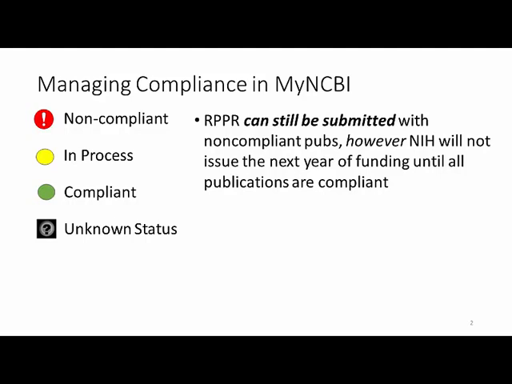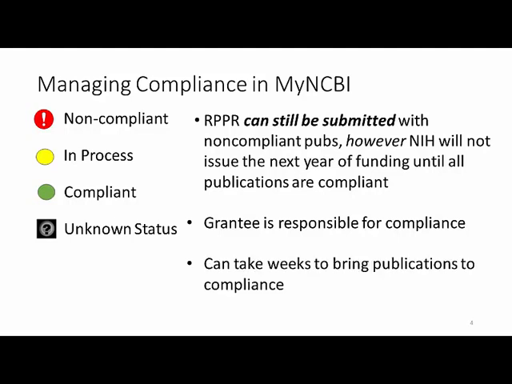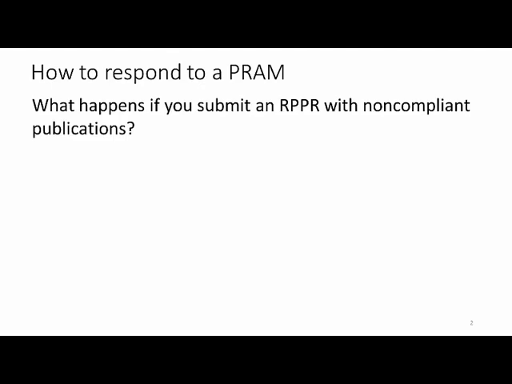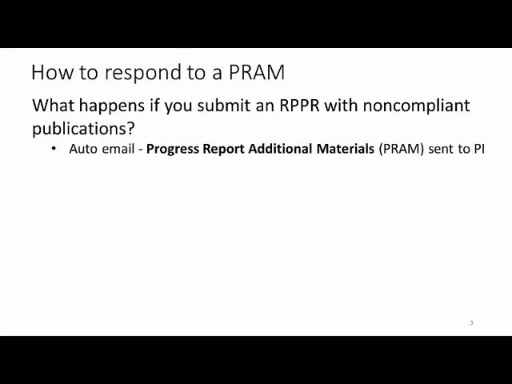So remember, the grantee, either UCSD or really the PI, is responsible for compliance ultimately, and it can take a long time to get these in compliance, as we all know. So it's just an ongoing process. It's something that you have your hands in quite a bit. I'm just going to talk about how to respond to a PRAM. Once you submit your RPPR, it comes back and says, okay, you have non-compliant pubs. This is like an automatic email that's sent to the PI, and the PI has to go into the Commons and initiate the PRAM. You can see I circled it here.